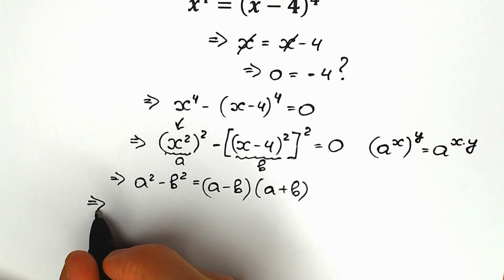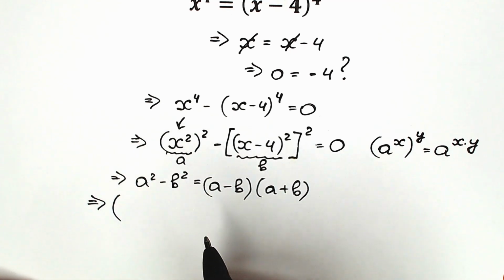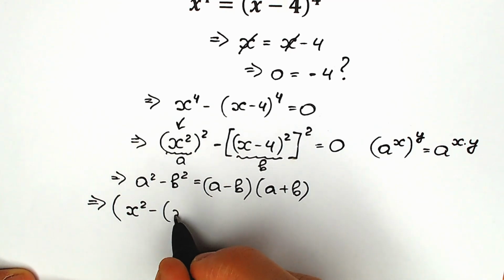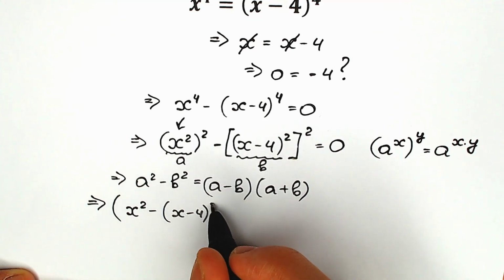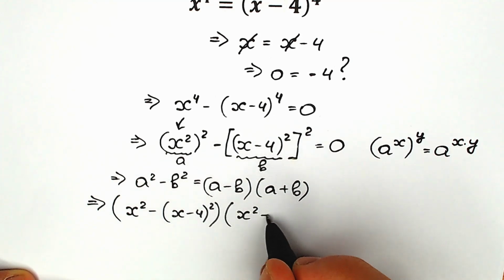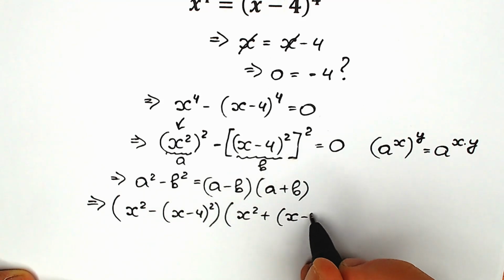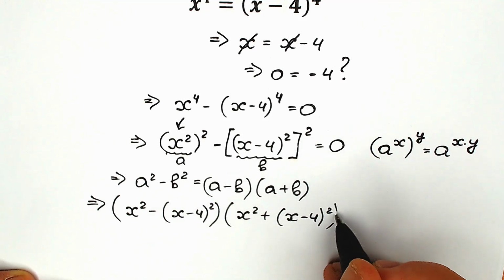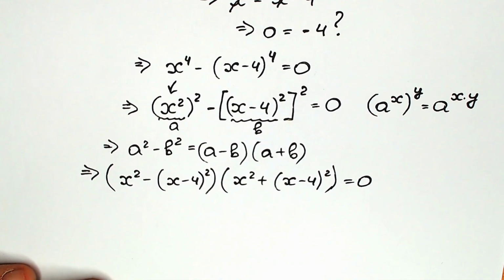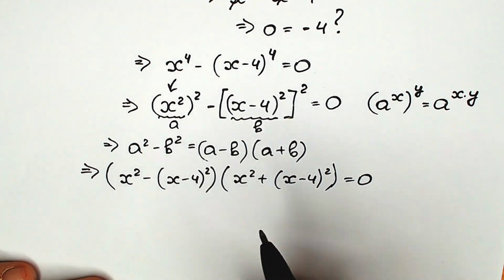So let's write it as a product. Let's start from the left side. As a result, the first one has the negative sign, so we have (x squared minus (x minus 4) to the second power), and the second parentheses, (x squared plus (x minus 4) to the second power). So we just factor it in terms of this formula. What are we going to do next? Right now let's simplify this a little bit.